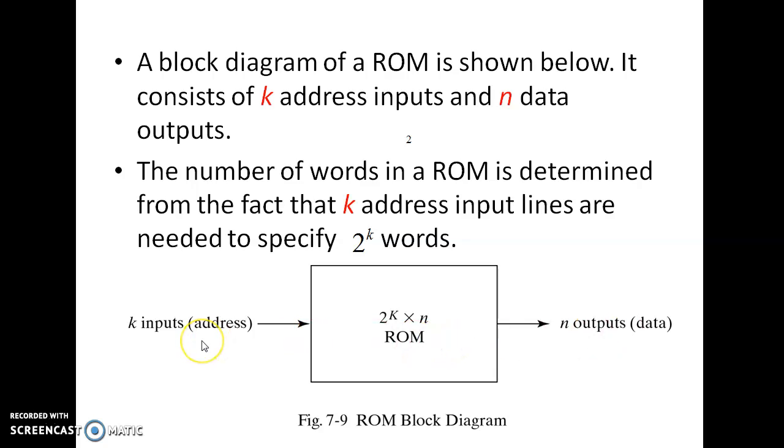If you give an address, it will produce the data at that particular address. That is the significance of ROM. So whenever you give the address, whatever data is stored at that address would be produced at the output. That's why output is data, input is address. And what is the size of the ROM? This is very, very important. If it has k inputs and n outputs, the size of the ROM is not k into n, but it is 2 power k into n.